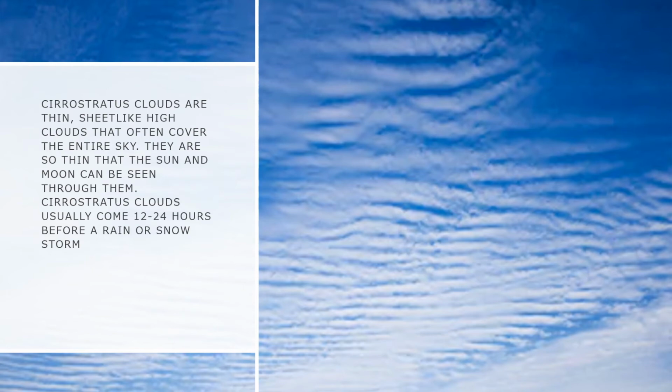Cirrostratus clouds are thin, sheet-like high clouds that often cover the entire sky. They are so thin that the sun and moon can be seen through them. Cirrostratus clouds usually come 12 to 24 hours before a rain or snowstorm.